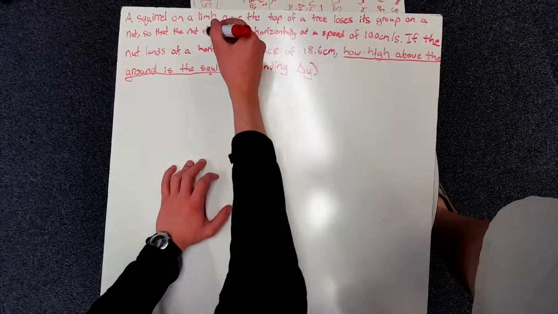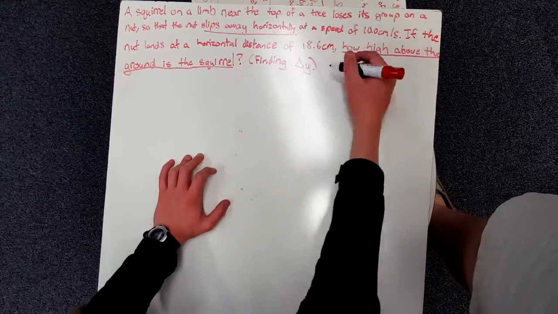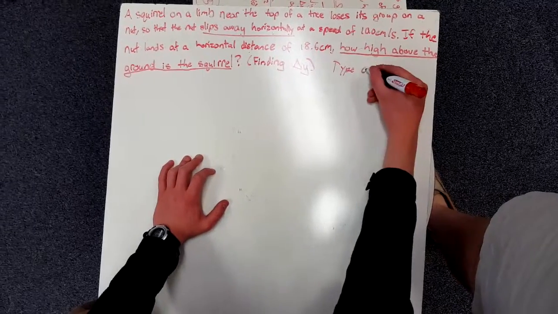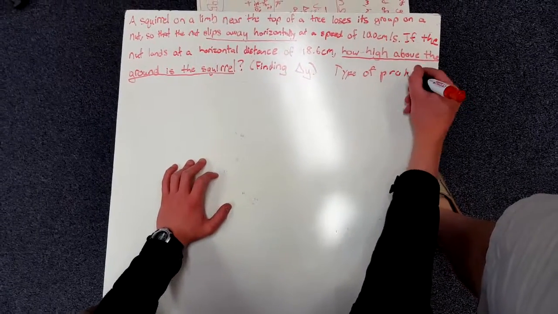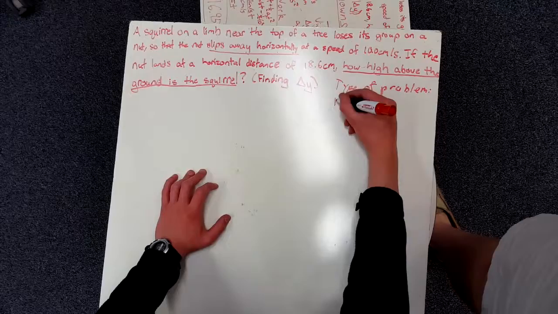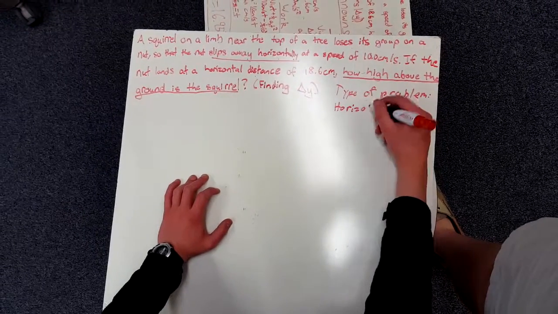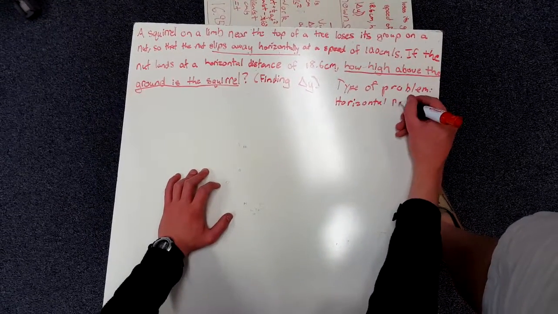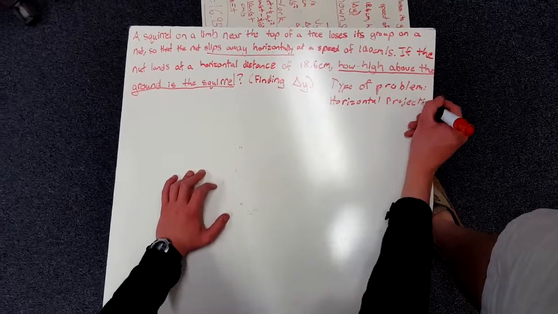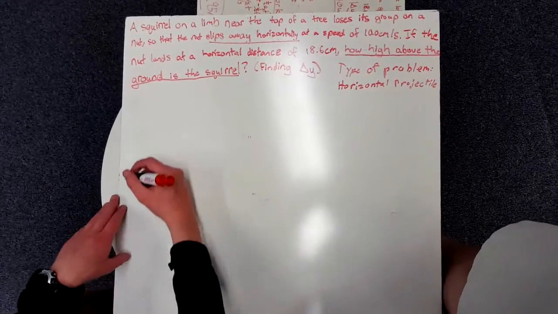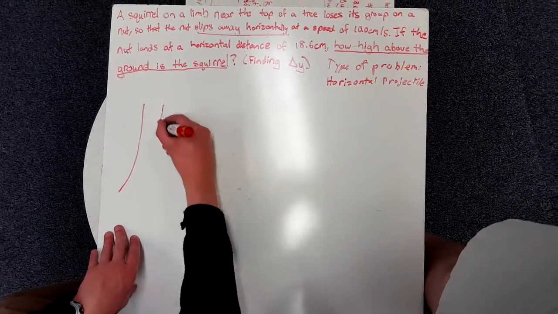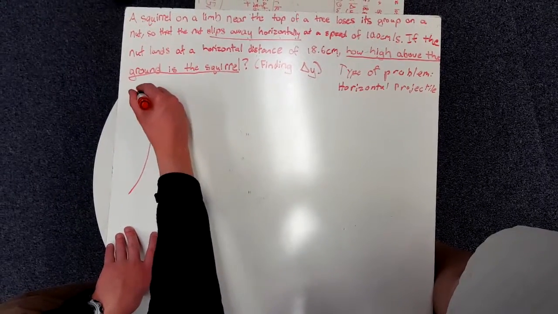Our goal is to find the height of the tree, which is the absolute value of the displacement of y. We know that this is a horizontal projectile problem due to the problem stating that the nut slipped away horizontally. First, we draw a representation of the problem as seen on the left.